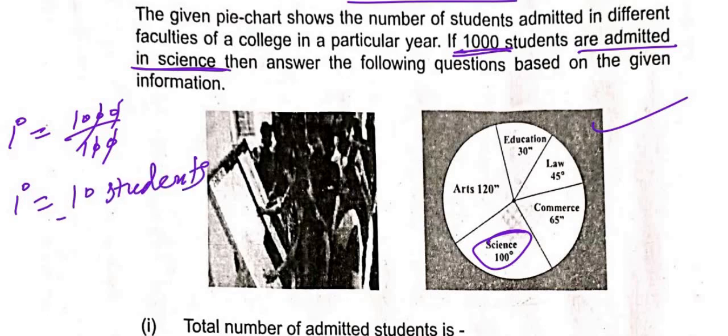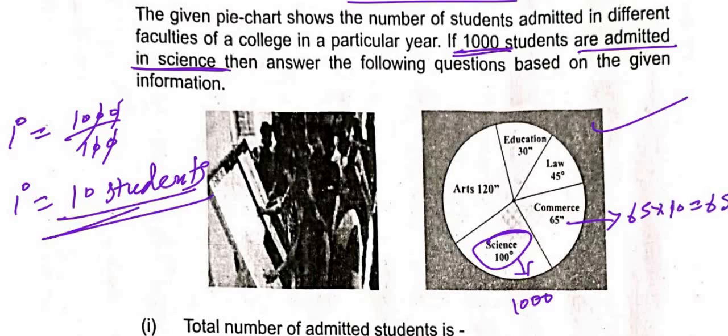Now it is very simple. You have to find out how many commerce students, how many law students, how many education students, how many arts students. So simply you multiply with 10 and you get the number of students. So commerce students will be 650, because 65 into 10 is 650. Similarly, law students will be 45 into 10, 450.